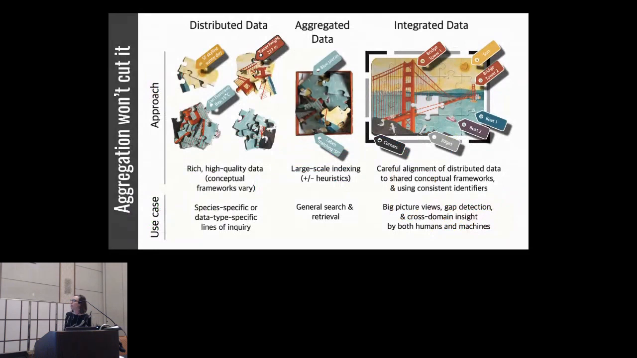So I wanted to talk a little bit about distributed data versus aggregated data versus truly integrated data. If we think about distributed data, we have lots and lots of distributed data systems, and I think NIH might fund a new one every week, where species-specific or data type-specific lines of inquiry are collected into a database. But those databases are not necessarily designed for interoperability, even though they may use their own internal working standards. Aggregated data is basically large-scale indexing, and it's really useful for generalized search and retrieval.